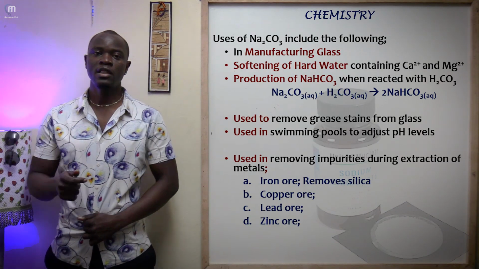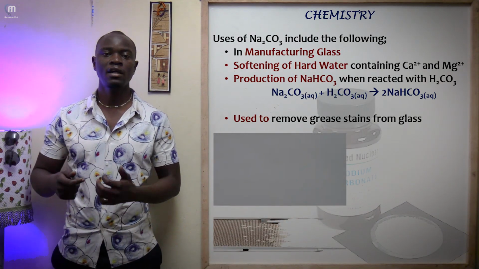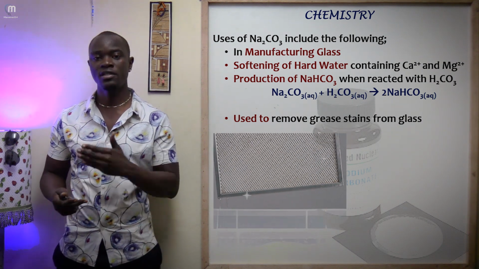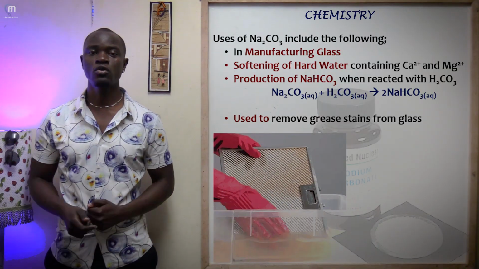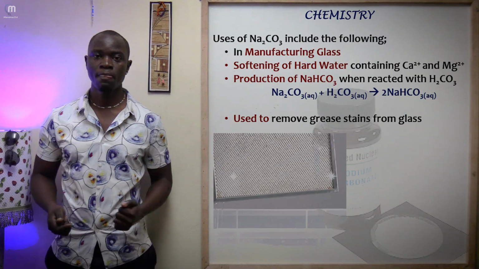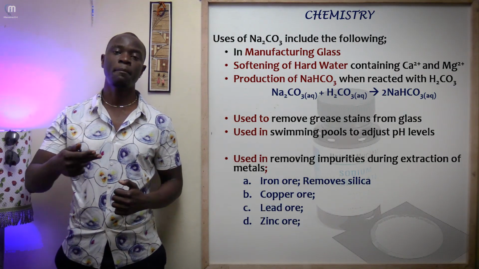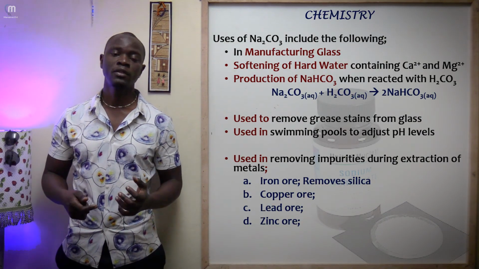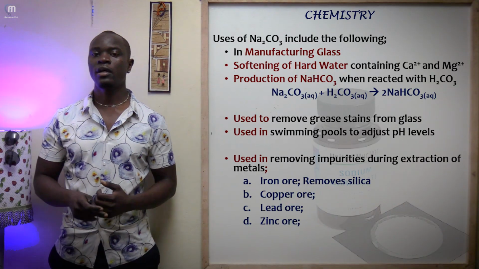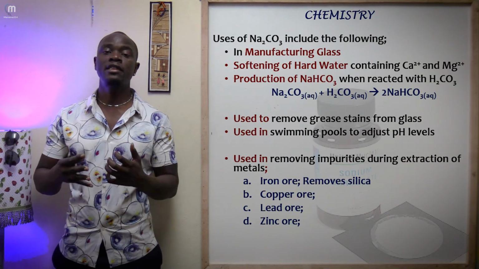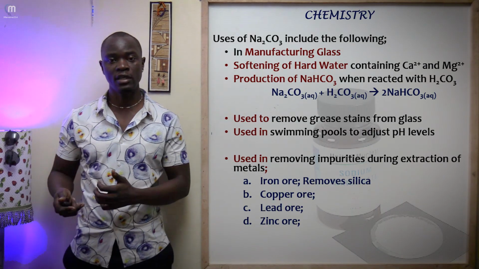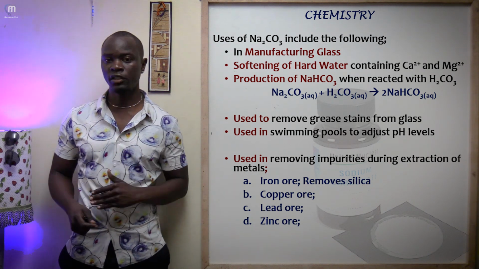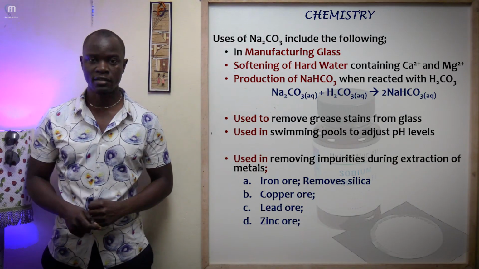Apart from that, this sodium carbonate is also used in cleaning glass, in cleaning grease from glass or removing stains from glass. So you can also use sodium carbonate to do this step. Also, sodium carbonate is used to lower the pH of swimming pool water, because if the pH is very high or very low, this swimming pool water is going to harm the skins of the people that are swimming. Therefore, sodium carbonate is used to lower the pH of swimming pool areas.